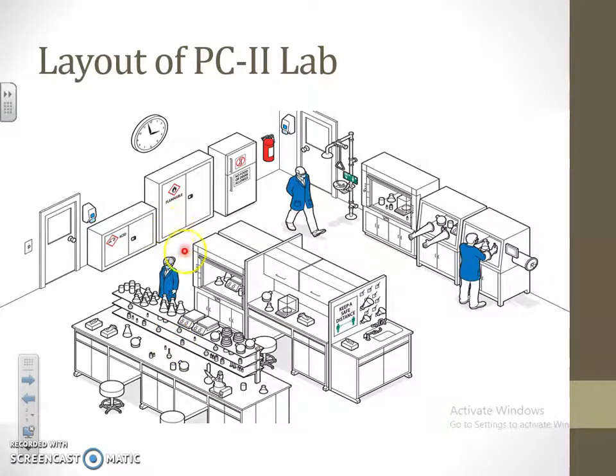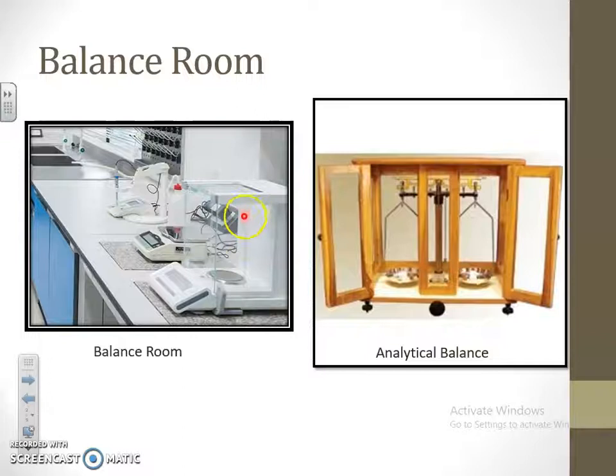Now, the next part of our lab manual is the balance room. The balance room is a closed area in which different types of balances are kept, and particularly in the balance room we have to deal with the analytical balance. There are 2 types of analytical balance: one is a digital analytical balance and the second is a 2-pan analytical balance.